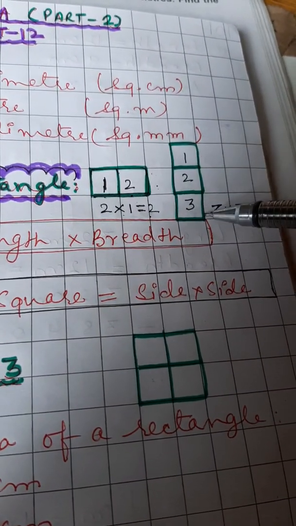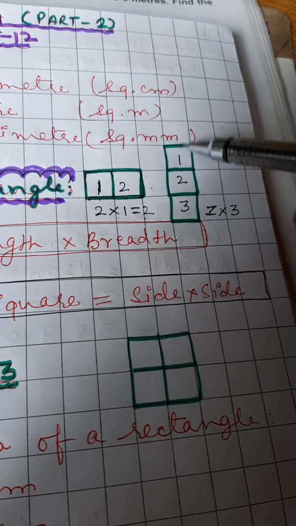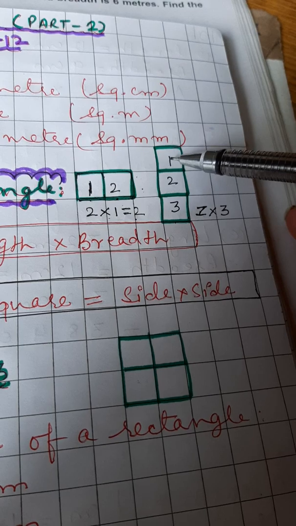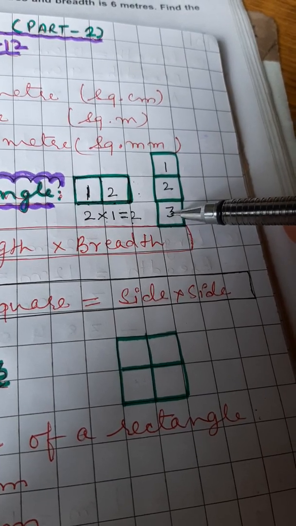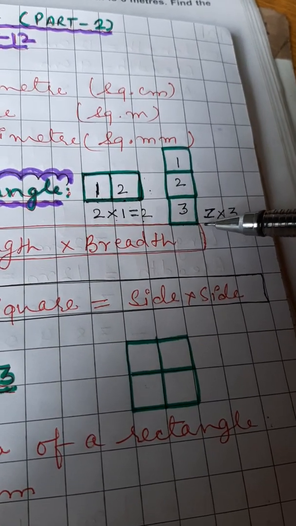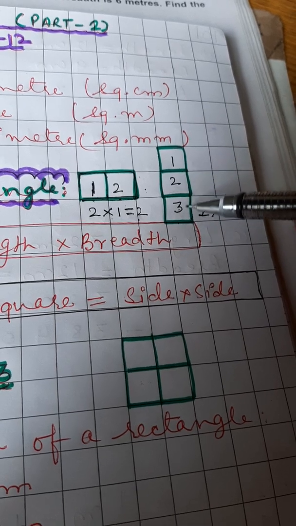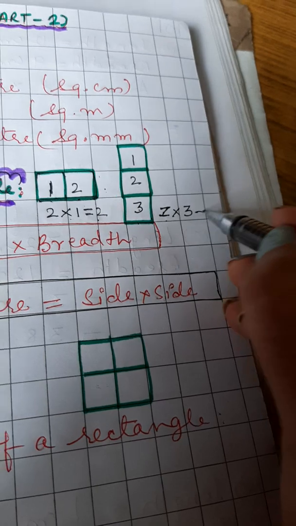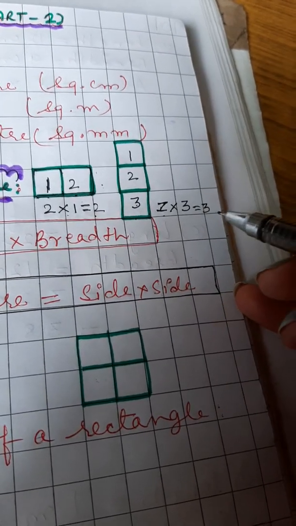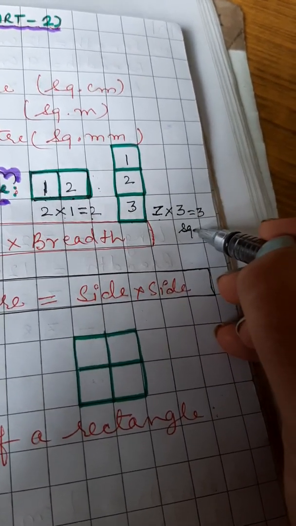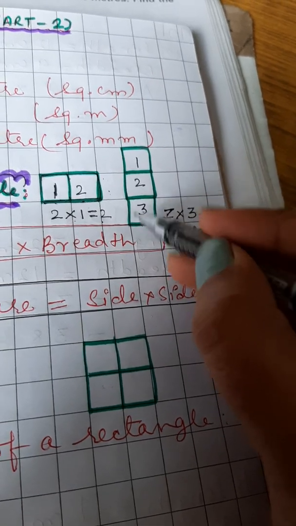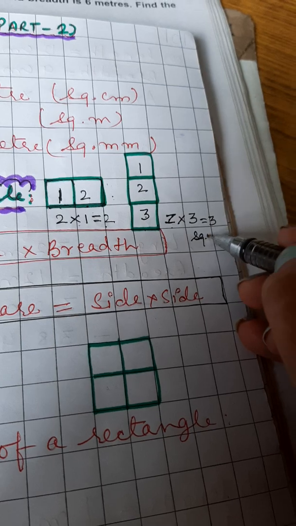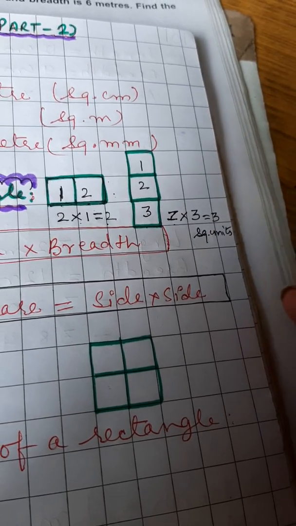This is a rectangle. Now here if we see, there is only one column. And in this column how many squares are there? 1, 2 and 3 squares are there. So we will multiply the number of columns by the number of squares. So the number of columns is 1, 1 multiplied by 3 is 3. So its area is 3 square units. If 1 square is equal to 1 centimeter, we will write square centimeter, otherwise we will write square units.